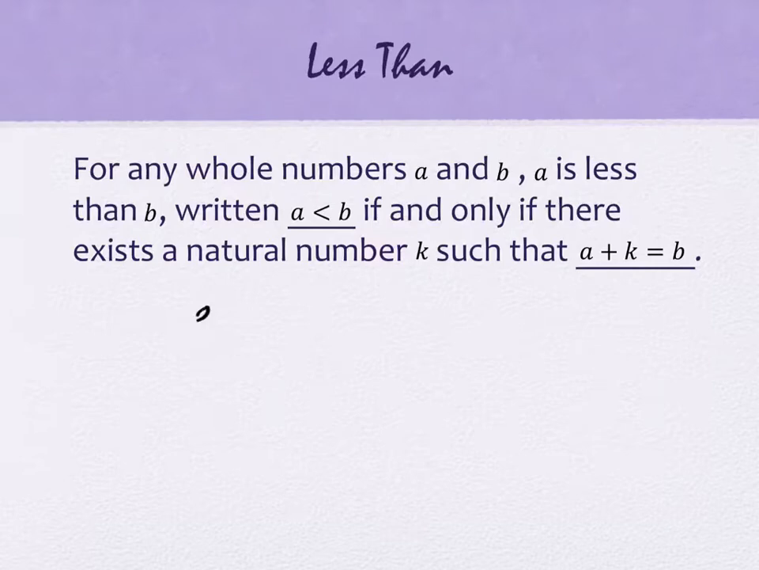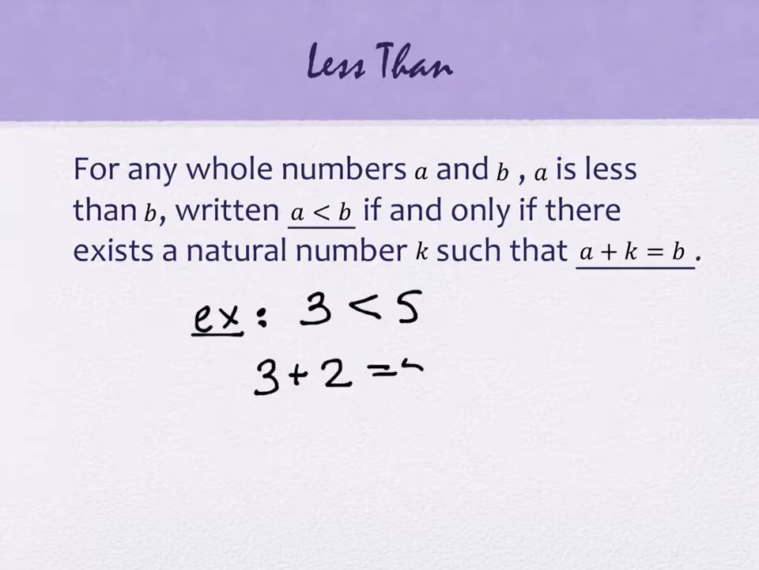For example, the reason we would say that 3 is less than 5 is because 3 plus 2 is equal to 5. There's a whole number that I can put in here that sort of makes up the space that they are apart. That's what it means to be less than: if I added something to it, it could be equal to it.